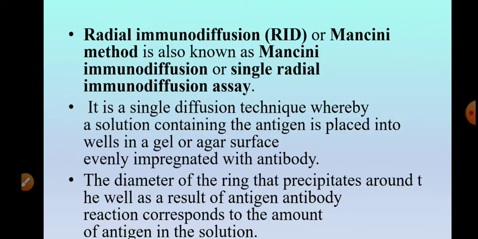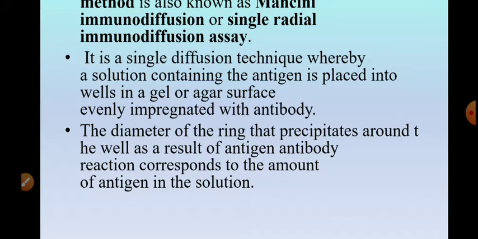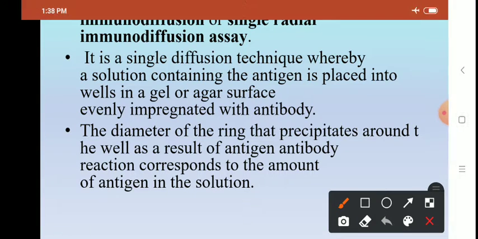Radial immunodiffusion, RID, where we follow the Mancini procedure, is also known as Mancini immunodiffusion or single radial immunodiffusion assay. It's a single diffusion technique whereby a solution containing antigen is placed into the well in a gel or agar surface evenly impregnated with antibody. That means the gel is impregnated evenly with antibody. Antigen is in the well which is cut in the gel. The diameter of the ring that precipitates around the well as a result of antigen-antibody reaction corresponds to the amount of antigen present in the sample.